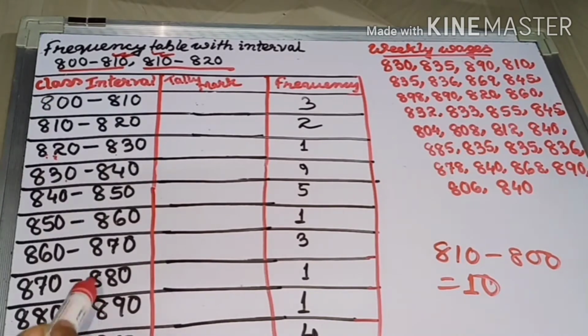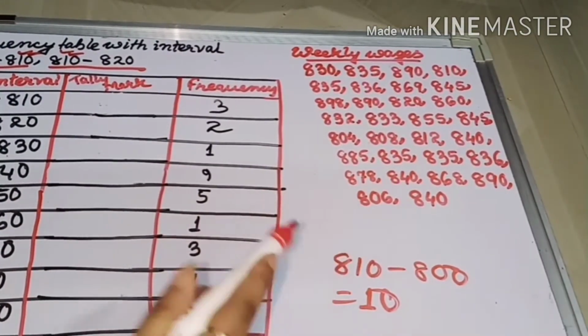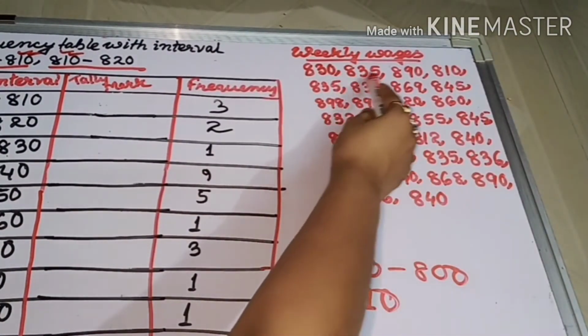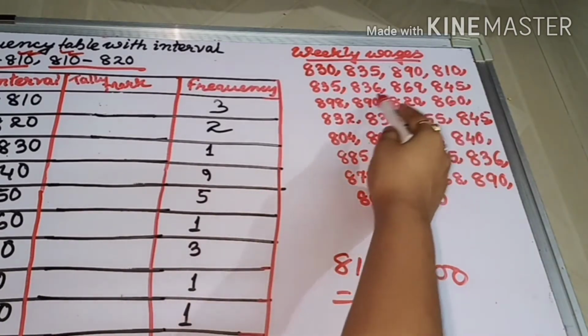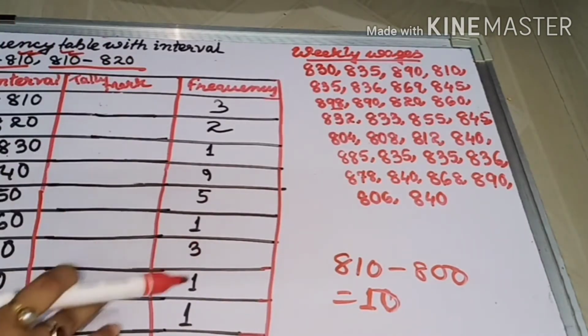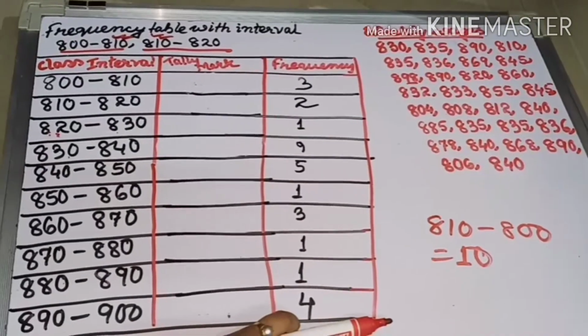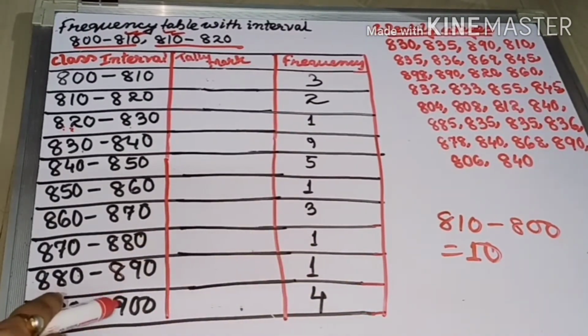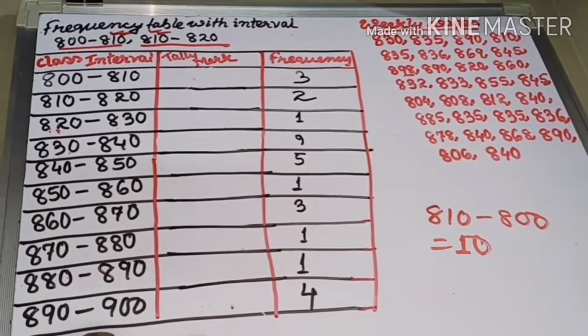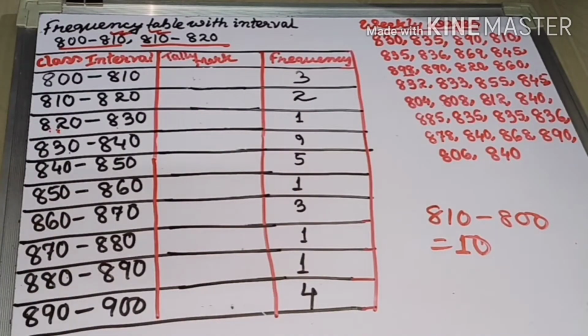Up to how much do we have to go? You have to see what is the highest number here. The highest number is 898. That means we have to go up to 900, so that all the numbers can be put inside the tally marks, inside the class intervals. Okay, so let's do it. Let's count.